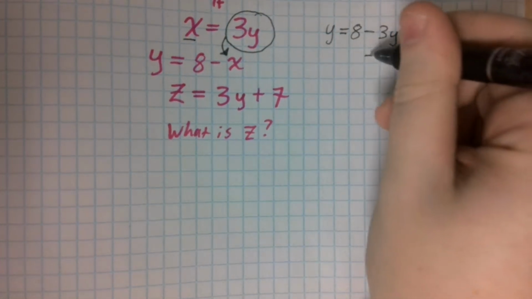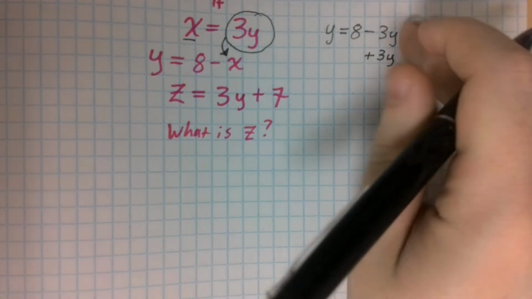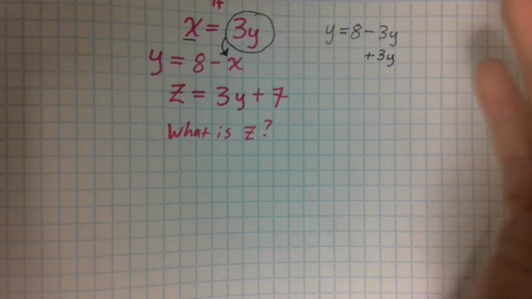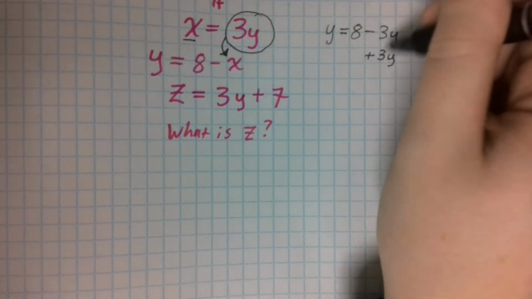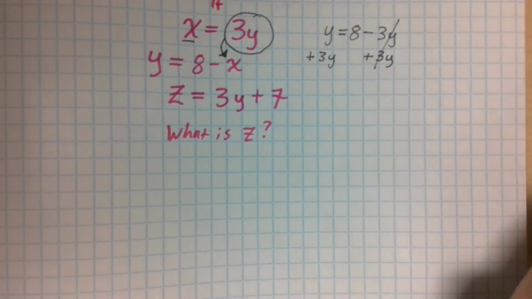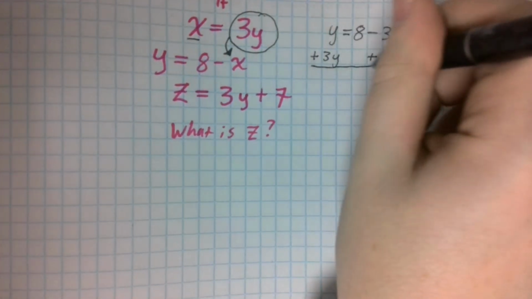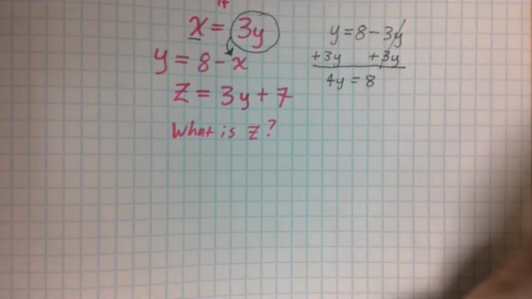We learned this in Unit 1, but when you have the same variable on different sides of the equation, you have to add, subtract, multiply, or divide to get them onto the same side. So let's add 3y, because that's the opposite of subtracting 3y. That'll cancel it out over here. We end up with 4y equals 8.